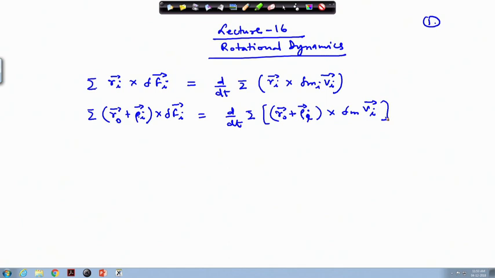Okay, welcome to the 16th lecture. We have been discussing rotational dynamics, so we will continue with that. We already derived this equation last time.